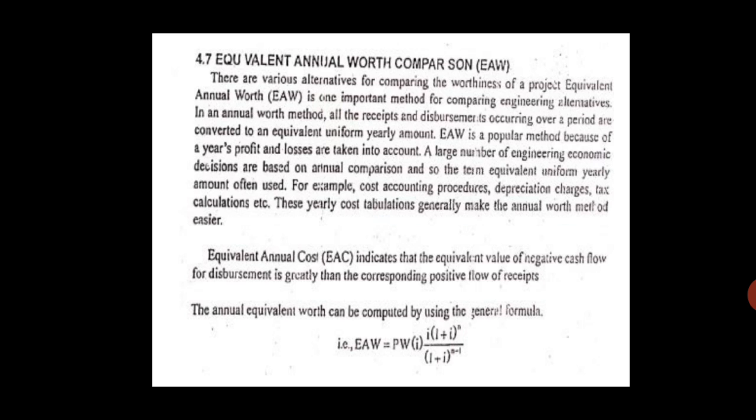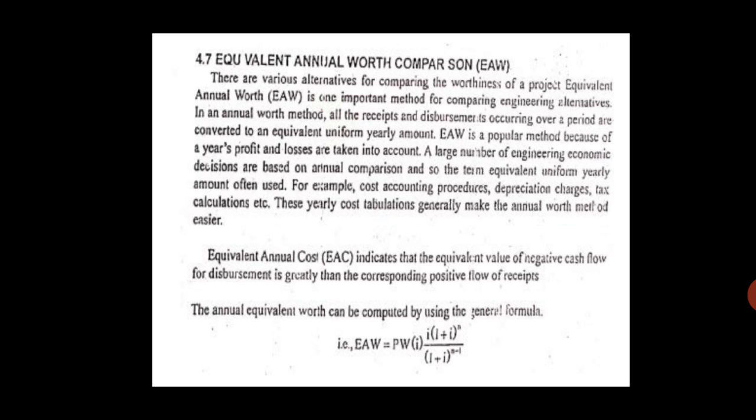A large number of engineering economic decisions are based on annual comparisons, and so the term equivalent uniform yearly amount is often used. For example, cost accounting procedures, depreciation charges, tax calculations, etc. Depreciation, just briefly: suppose you buy a bike paying 1 lakh rupees. After 1 year, the value of the bike will not be 1 lakh, it will be somewhere lower, say some 80,000 rupees. So it gets depreciated every year. This is known as depreciation.